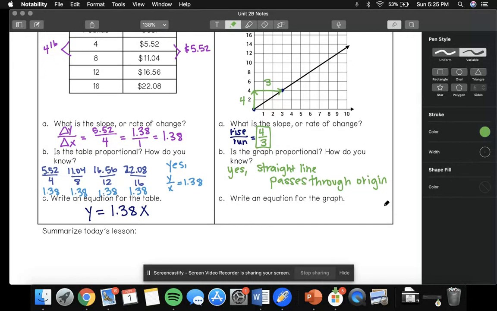Okay. Then it says to write an equation for the graph. So to write an equation, we write y equals our slope, which we calculated to be 4/3, times our input x. So that is our equation for a proportional relationship.